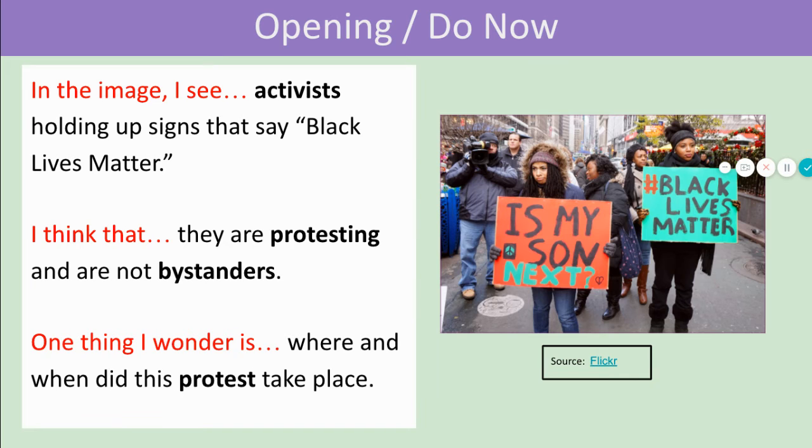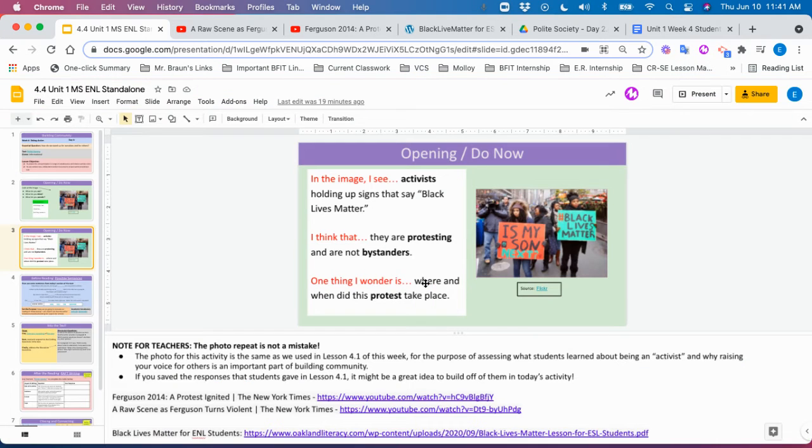Once again, teachers could, at this time, provide any additional information regarding the Black Lives Matter movement that may be beneficial in helping students understand today's text if the topic hadn't been addressed in the previous lesson.